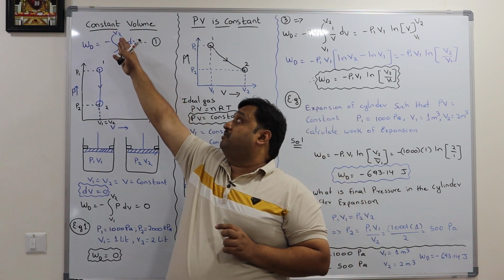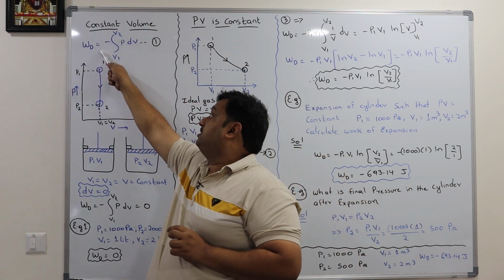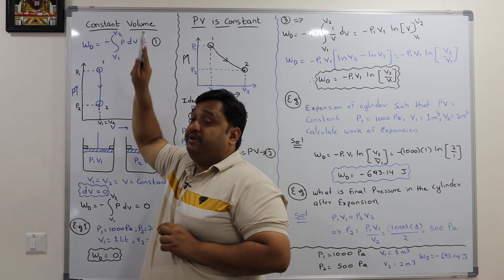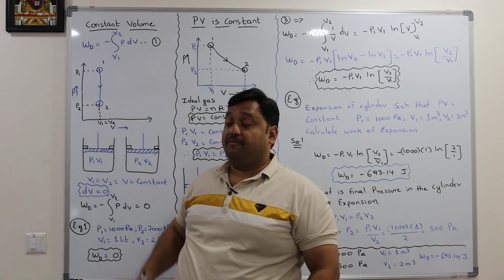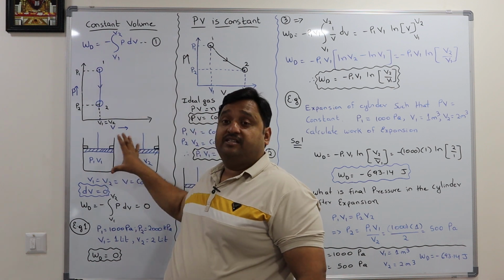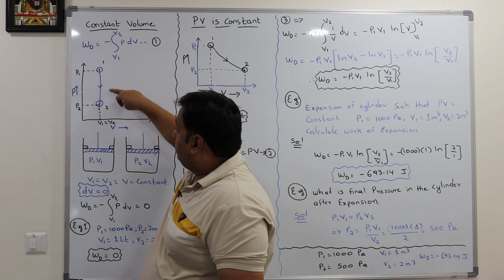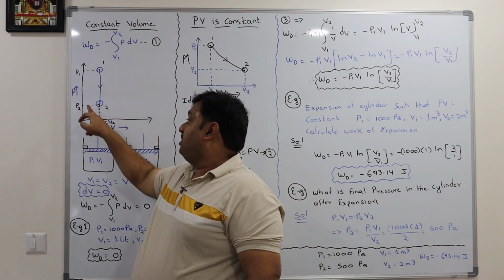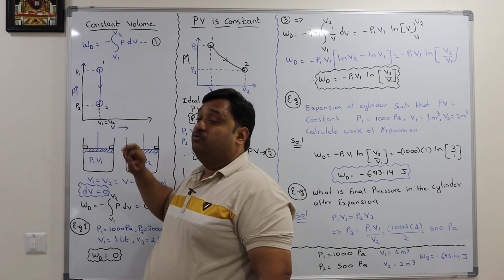First, the constant volume process. The displacement work is nothing but minus integral PdV from V1 to V2. That means you can calculate the work using this formula. So imagine a piston and cylinder assembly, and I am taking the system from state 1 to state 2. State 1 has pressure P1 and volume V1. State 2 has pressure P2 and volume V2.